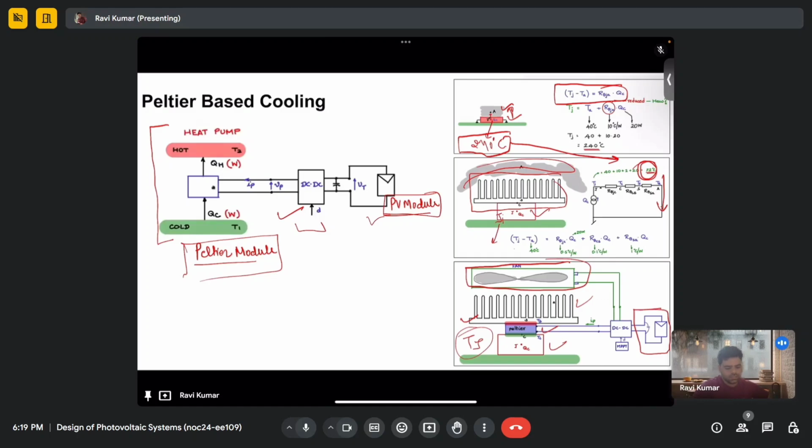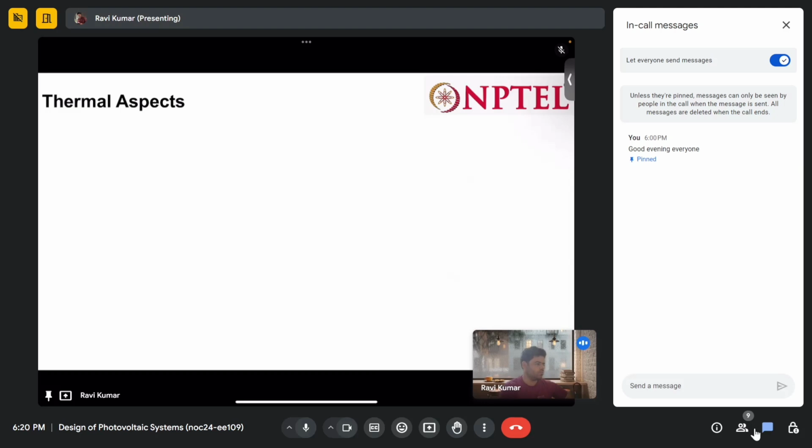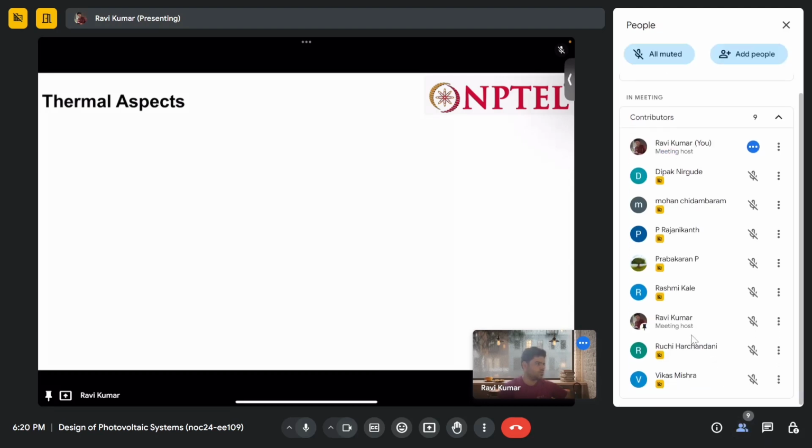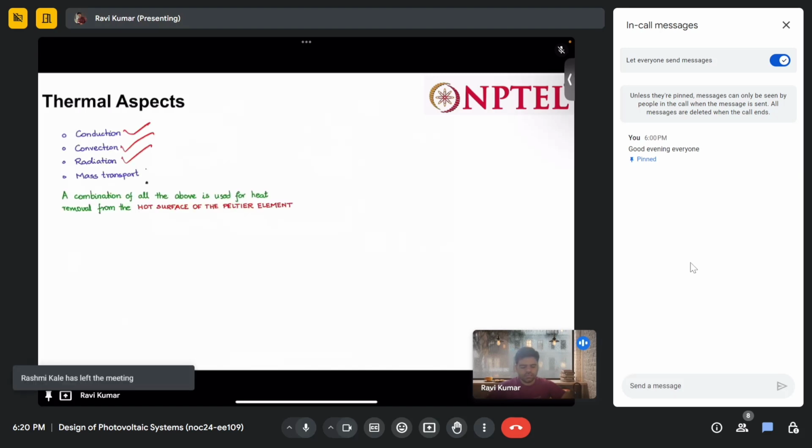So this is the Peltier based cooling system. Now before going to the actual questions, we need to understand a few concepts related to these thermal aspects. We know thermal energy, but in how many ways can heat dissipate and flow? Do you know? If you know, you can write in the chat box. How many ways can heat travel, heat dissipate? Do you know conduction? Convection, radiation, and mass transport? Yes, so these are the ways: one is conduction, then convection, then radiation, then mass transport. These are the four ways by which heat removal can take place.